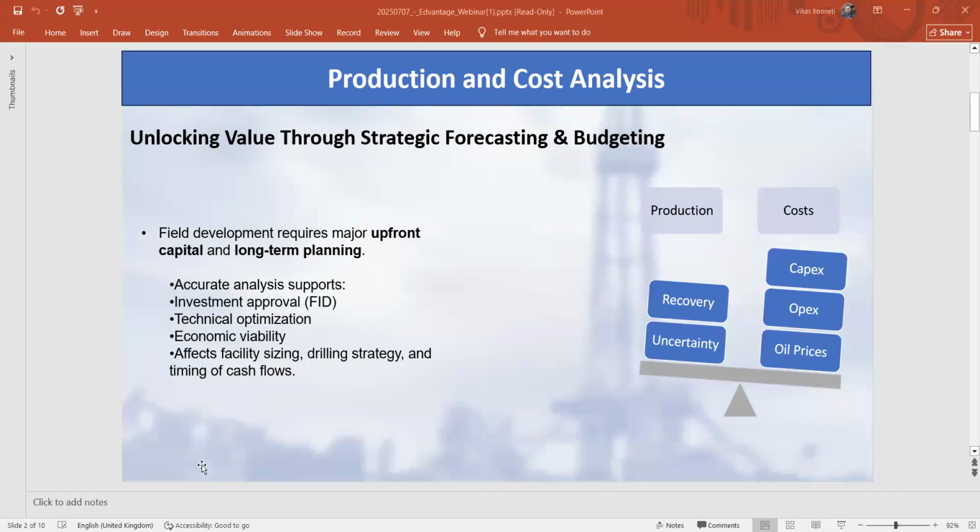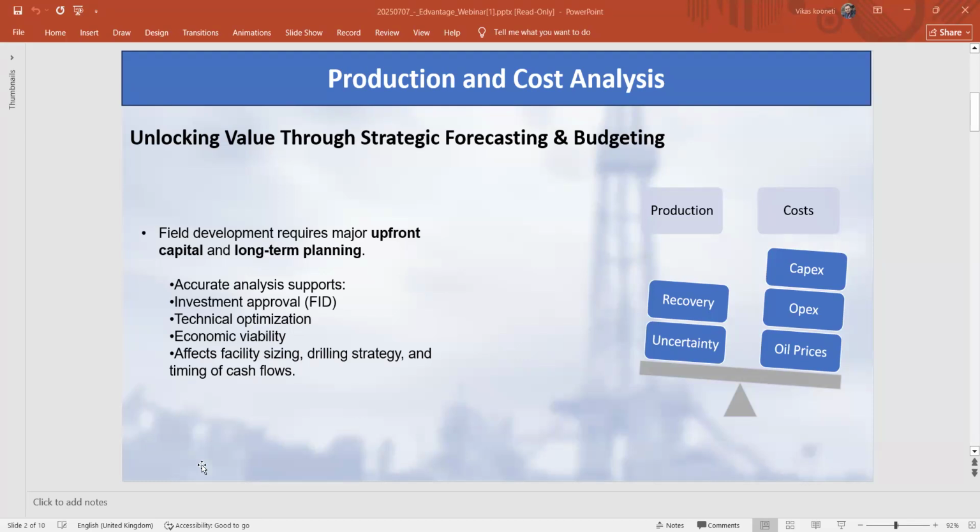The main purpose of planning optimistically is just to save money and increase production, right? So that's the main goal. So accurate analysis supports, basically, if you have a good understanding, how do you mitigate this, both the cost and production. It comes in a situation where you have an accurate analysis which supports investment approval.